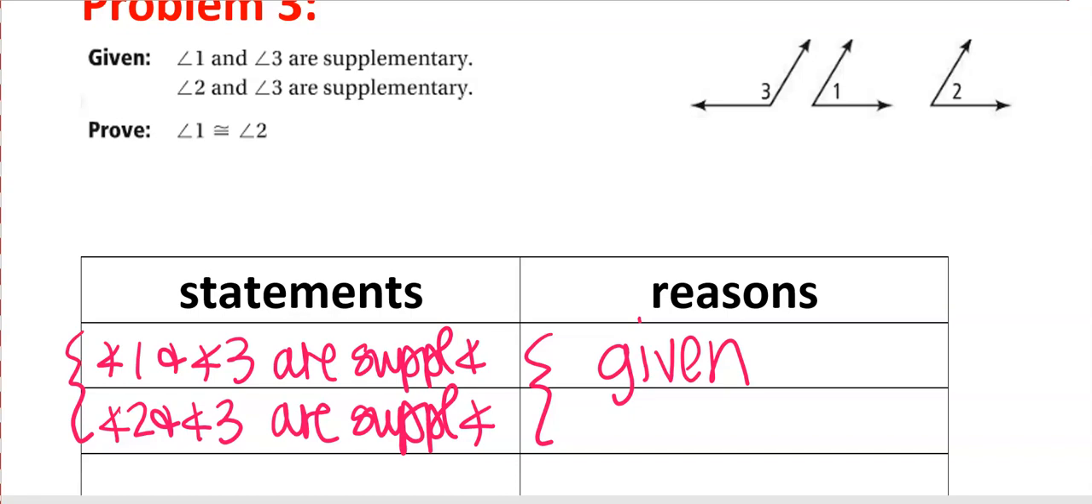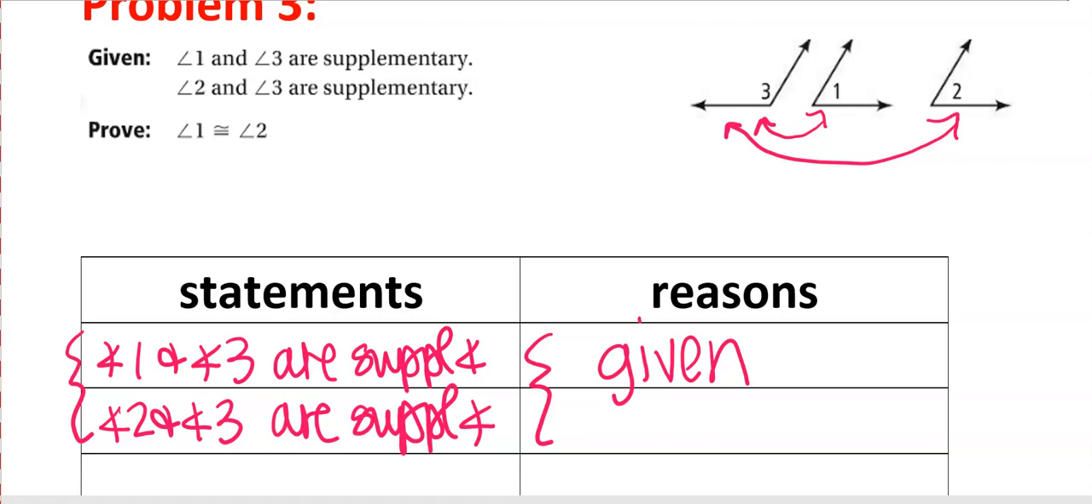Okay, so 1 and 3 are supplementary, these two. And 2 and 3 are also supplementary. Okay. We can't say these are the same by the congruent supplements theorem because they're trying to prove it. And that's why these are harder, because you can't use the proof that you're actually trying to prove in it. You can only use the ones that you've learned so far.